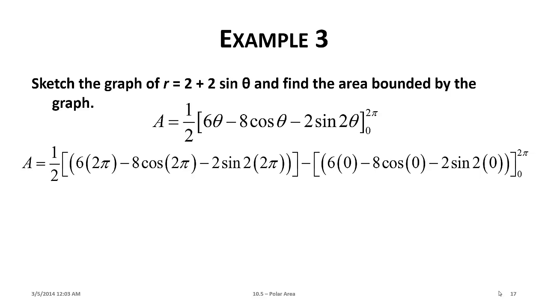6 times 2 pi is 12 pi. Cosine 2 pi is 1. 1 times 8 is negative 8. We take the 1/2 still outside. 2 pi times 2 is 4 pi. 4 pi is also known as 2 pi. 2 times 0 is going to be 0.